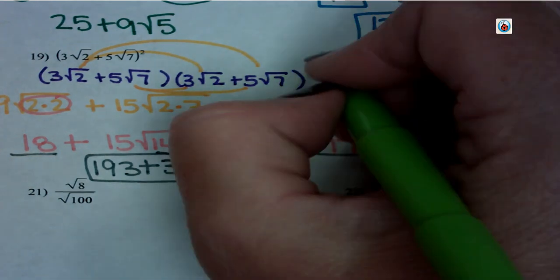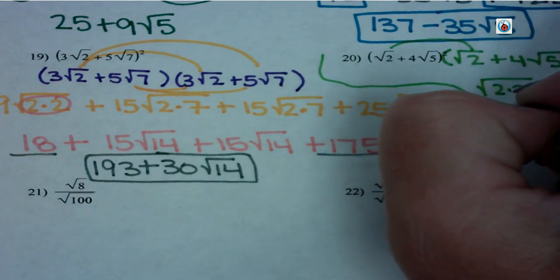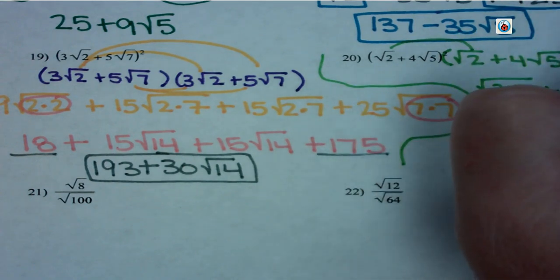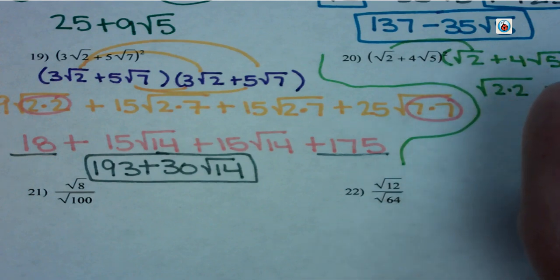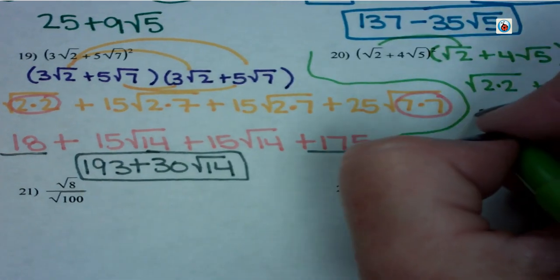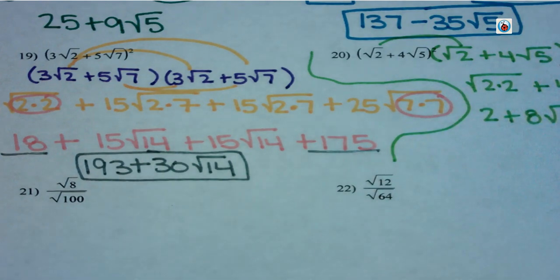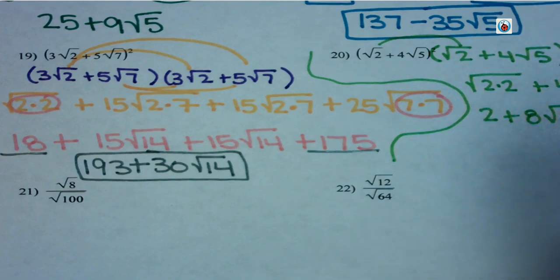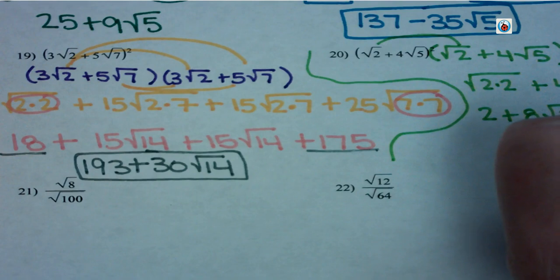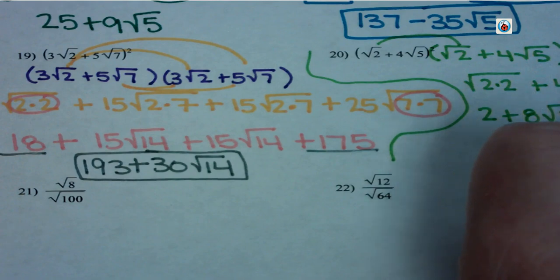So I'm going to do it over here. So I have square root of 2 times 2. Plus 4 square root of 10 plus 4 square root of 10 plus 16 times 5 times 5. So this becomes 2 plus 8 square root of 10. And then these 5's are going to come out, so I'm going to multiply it by 16. So I get 80. So then I get 82 plus 8 radical 10.